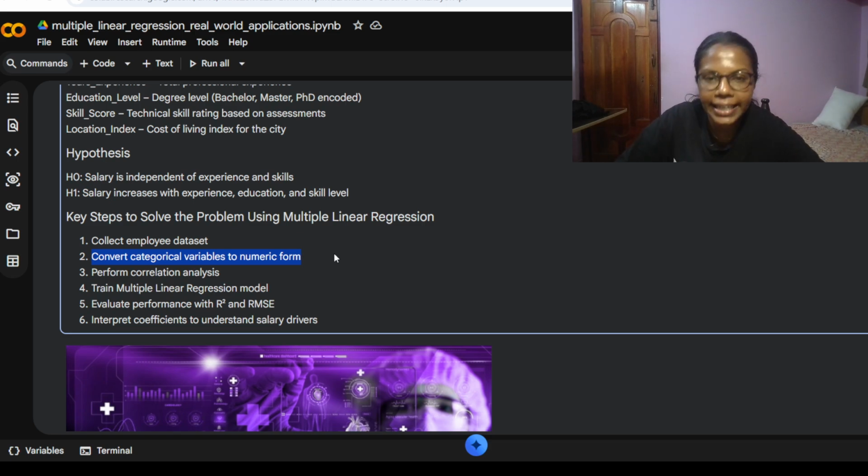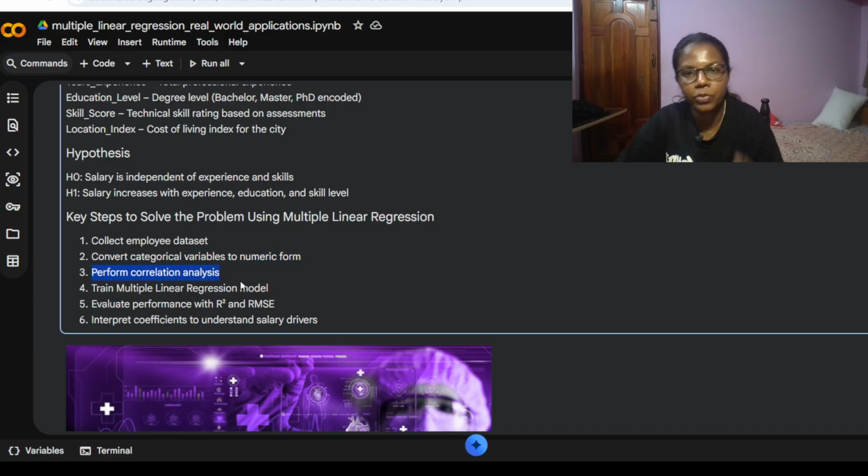For example, in my data set for HR analytics, if I have 4 to 5 different job roles, for all these job roles, if I give that directly to my ML model, it can't clearly understand. Instead, if I convert them to 0, 1, 2, 3, and 4, and I feed that to my ML model, it can clearly understand. The third step for this kind of problem statement could be performing correlation analysis.